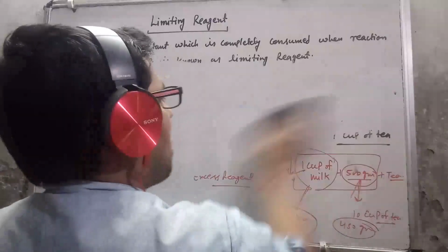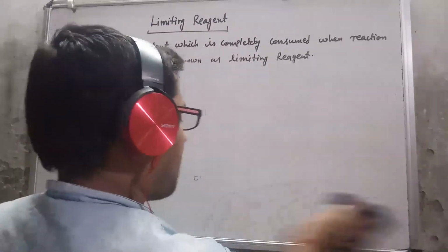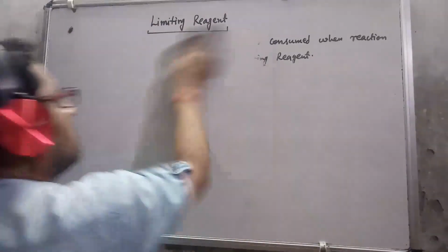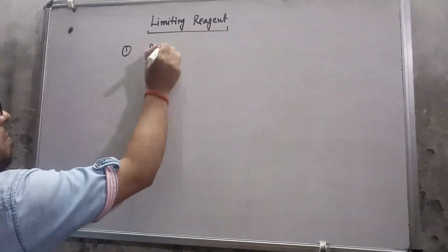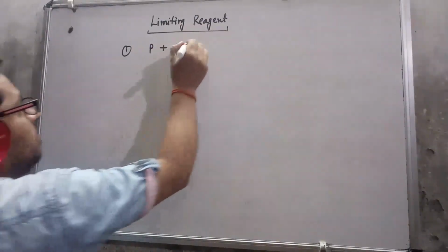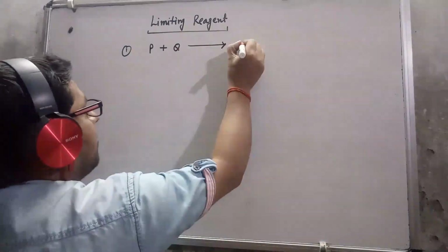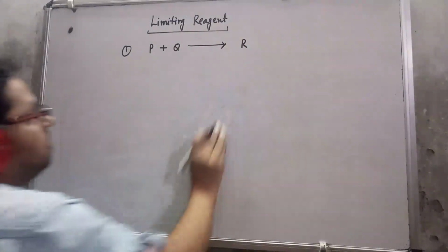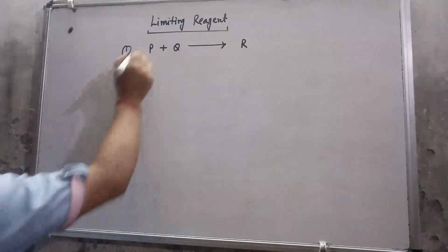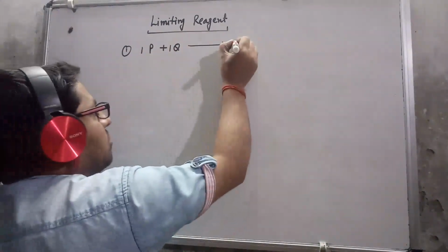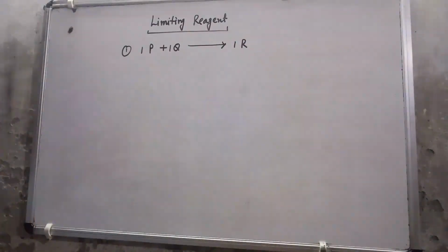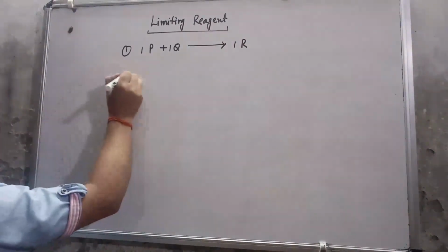Suppose, when P reacts with Q, it gives us R. Its meaning is that when 1 mole of P reacts with 1 mole of Q, it gives us 1 mole of R. This is the first part of this question.